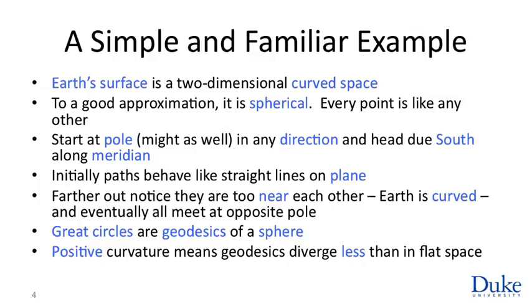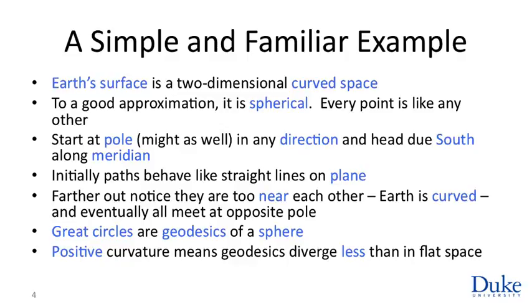And the example is, let's think about Earth's surface. It's a two-dimensional surface. We live on a surface, and it's a curved space. The surface of a sphere is not flat. Try to wrap a piece of paper around a ball, or make a two-dimensional map of the Earth on a flat piece of paper, and you'll realize that the Earth is curved. To a good approximation, it's spherical. Spherical is special, and it makes some of the observations sort of trivial. On a sphere, every point is the same as every other.